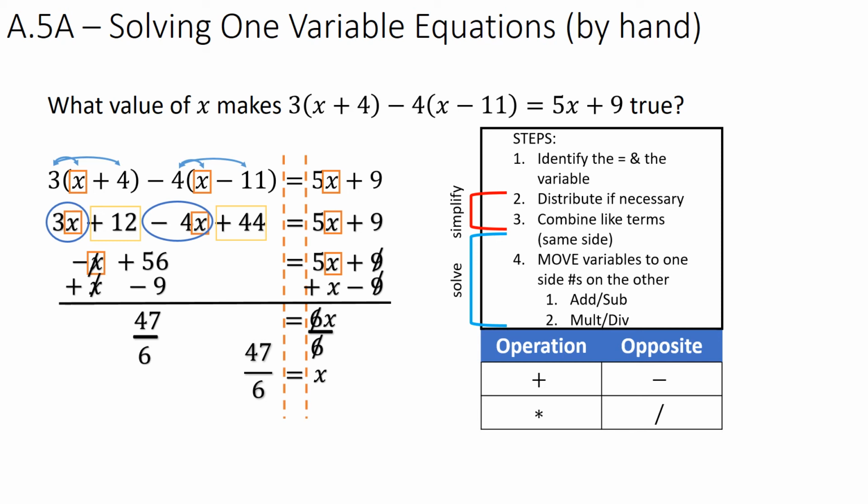47 and 6 do not have common factors, so that's as simple as I can get it as a fraction. I can also write this as 47 over 6 equals x. It doesn't matter which side I flip them on. Those are the same thing. If I want a decimal, I can use the calculator and put 47 first, then divide, then put the 6 second, and you would get 7.83 repeating. So if the answer choice requires that, then you can easily do that in the calculator.